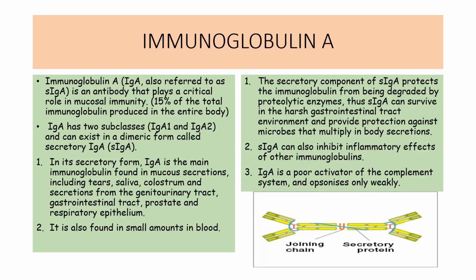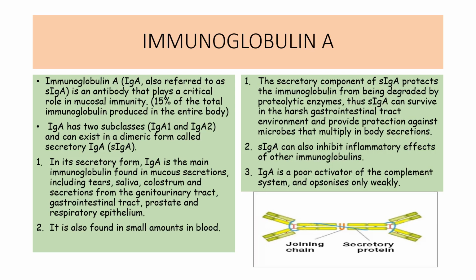As you know, 5 different types of antibodies are produced by the body against antigens. Immunoglobulin A is a very important antibody that plays a critical role in mucosal immunity. IgA is also referred to as SIgA, that is secretory IgA. IgA forms 15% of total immunoglobulin present in the entire body.